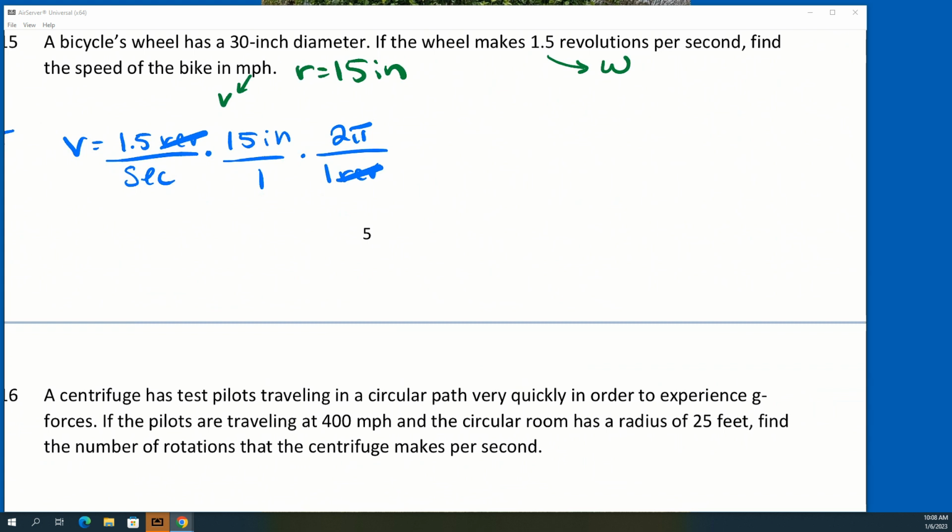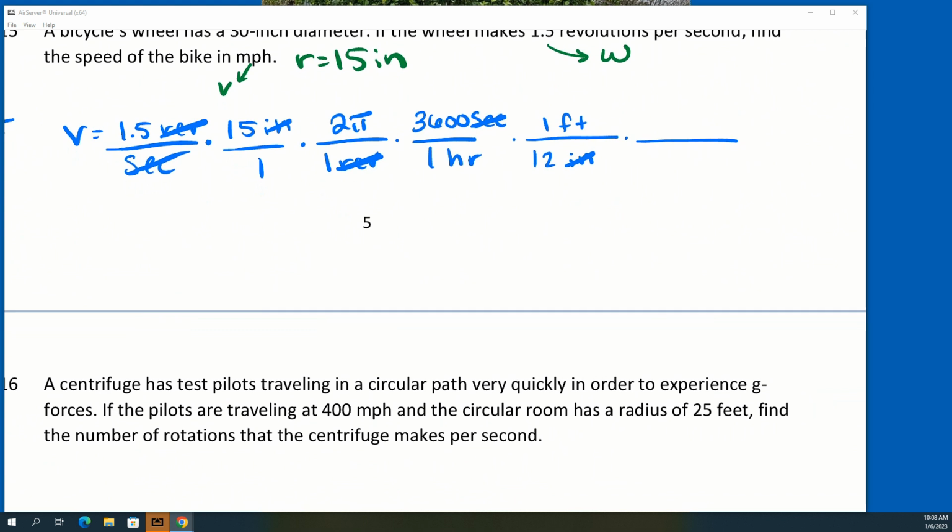Do you guys have a preference about doing time first or doing distance first? Time first? Okay. I'm going to hours, and I know there's 3,600 seconds in 1 hour. Right. And then finally, I need to get to miles. So I'm going to change inches to feet to cancel inches. So inches was on the bottom. And then go feet to miles.